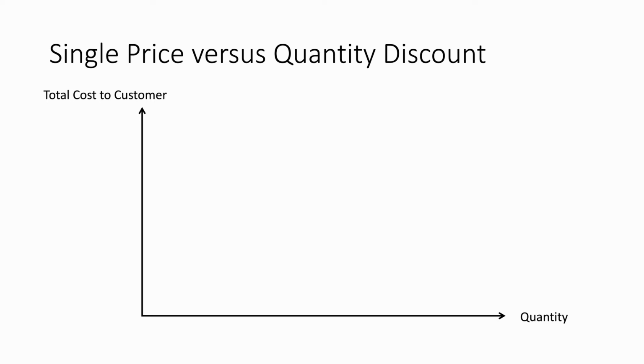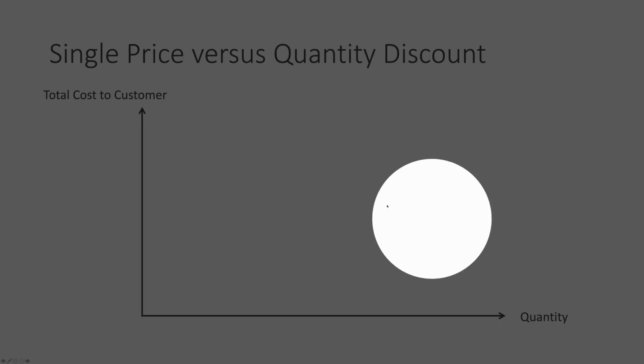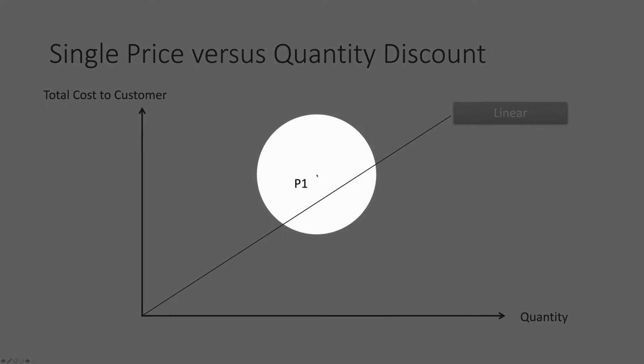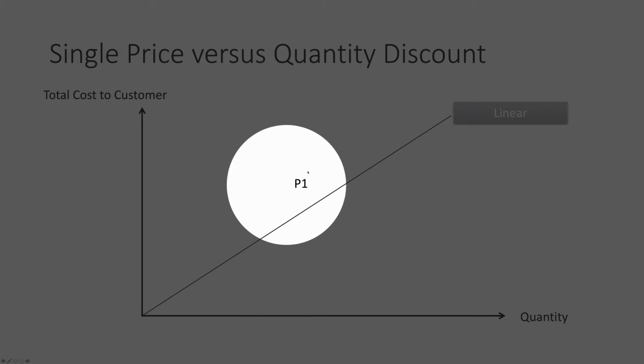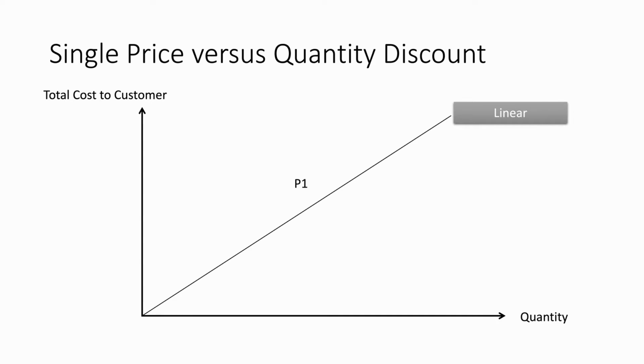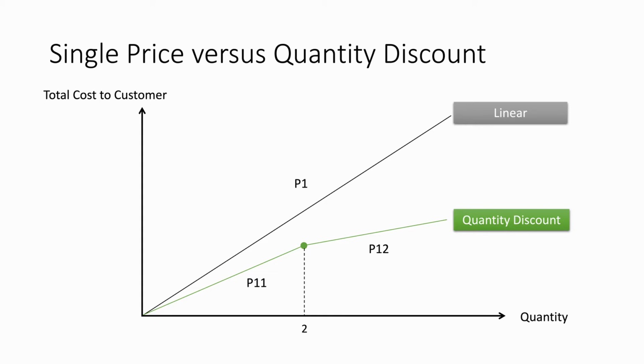To show you visually how single price versus quantity discount works, again, we're looking at quantity versus total cost to the customer. In a linear pricing scheme, we have one price, P1, and the total cost increases linearly with the quantity of purchase. And then in a quantity discount, which we'll discuss next, the customer is charged one price, P11, for the first 2 units purchased, and then for anything above the 2 units, we charge a lower price, P12. So this is basically a quantity discount.